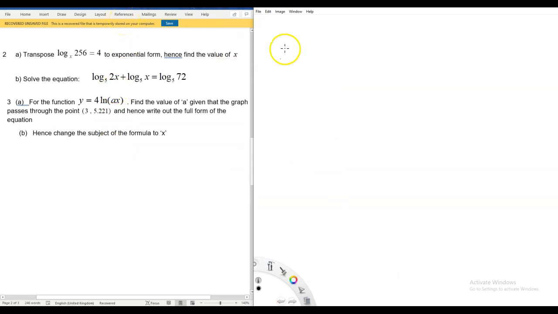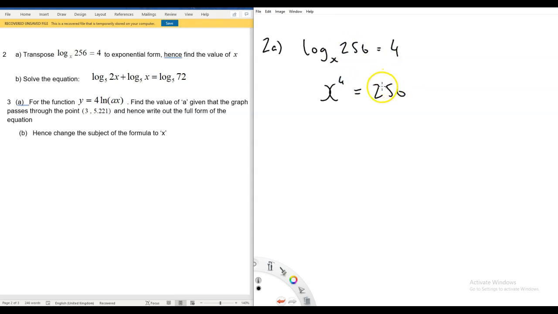New 2a. Transpose. How do you make something I don't know become 256? Power of 4 would do that. The power of 4 is what makes it become that. Therefore, take the 4 over, make it a root of 4, or the fourth root. And what's the fourth root of 256? It is 4. Great, x is 4.